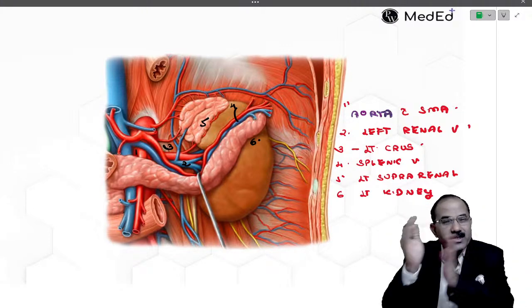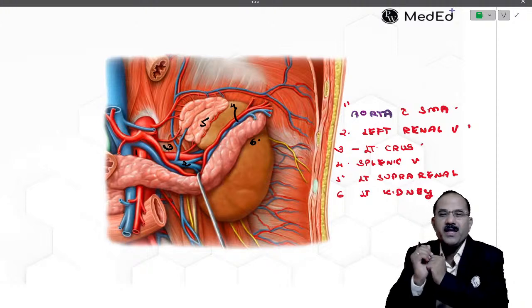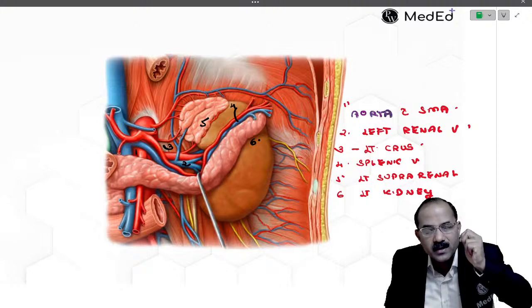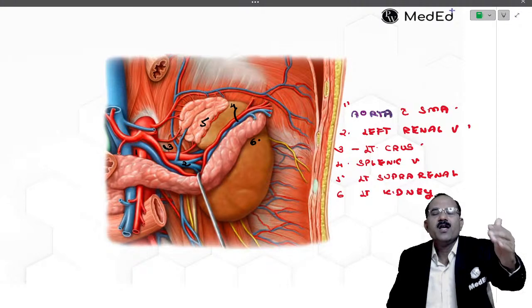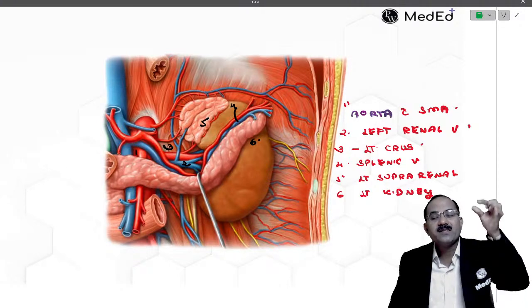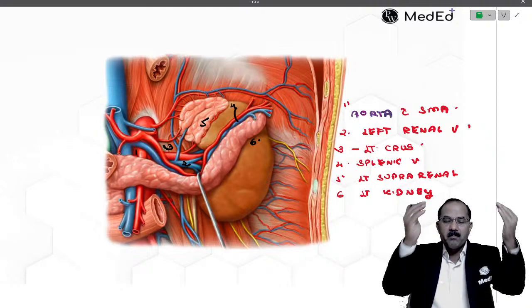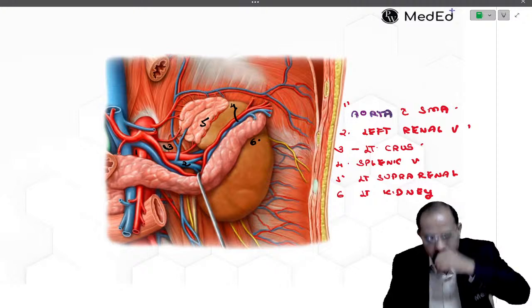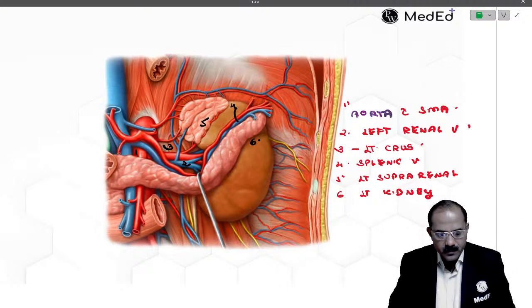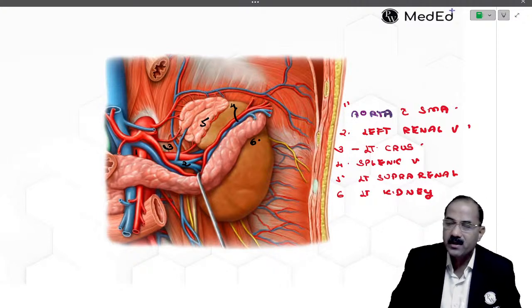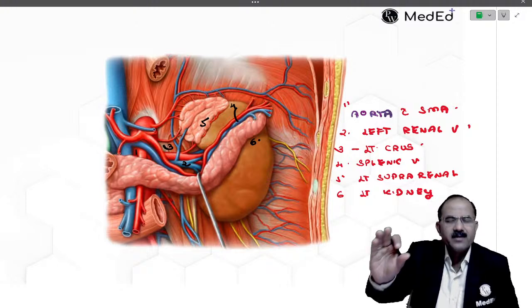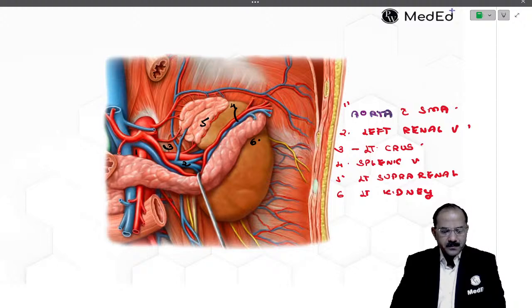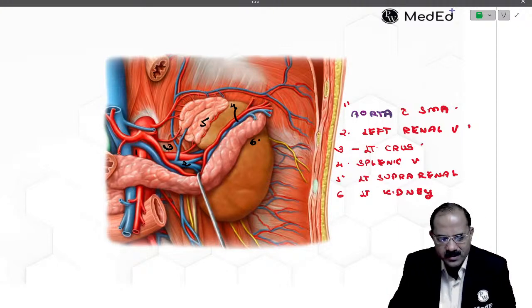So, when we are removing the spleen, when we are doing a splenectomy, you have to cut the lienorenal ligament. When we are cutting the lienorenal ligament, we have to be very careful because that ligament contains the tail of the pancreas, and the maximum islets of Langerhans are present in the tail of the pancreas. So if we cut the tail of the pancreas, the person gets diabetes mellitus. Just remember all this.